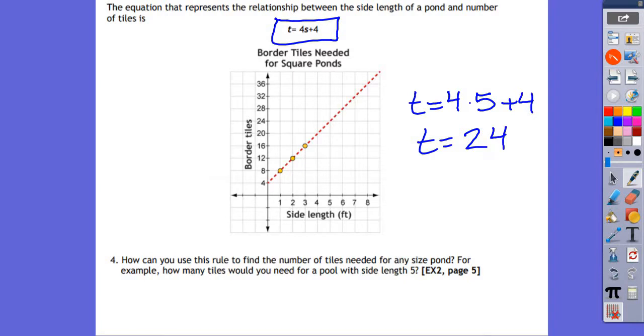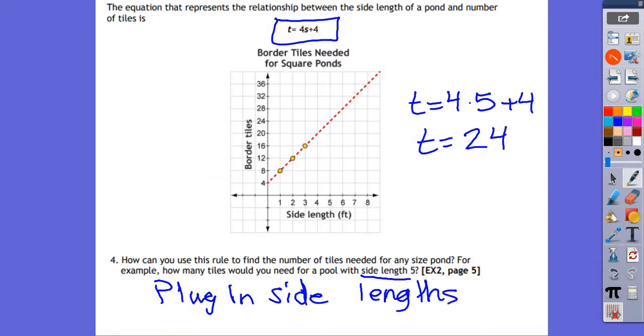So what did I do on number 4 to get my answer? Plugged in what? I plugged in my side lengths. So, to answer the first question, plug in side lengths for S.